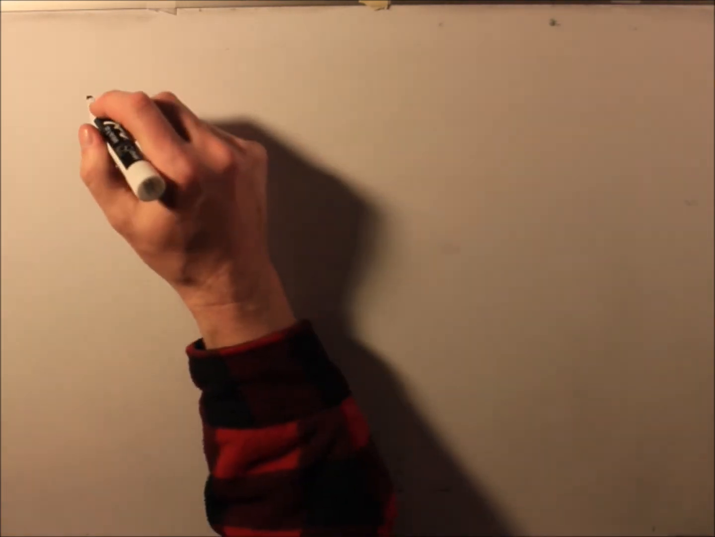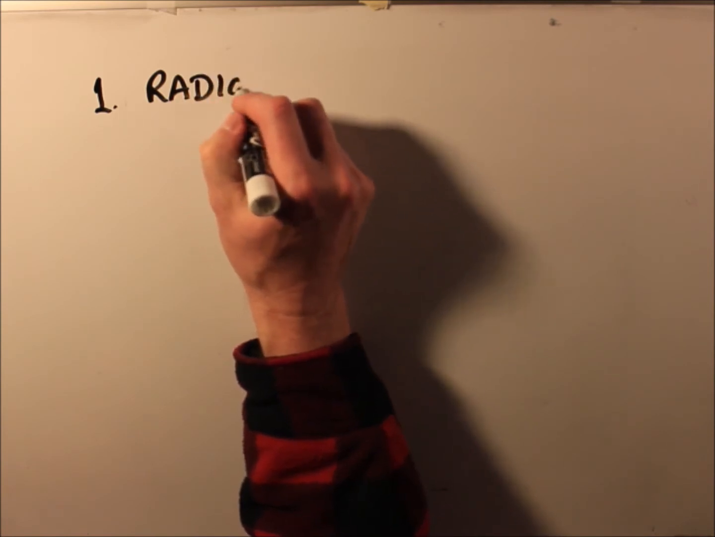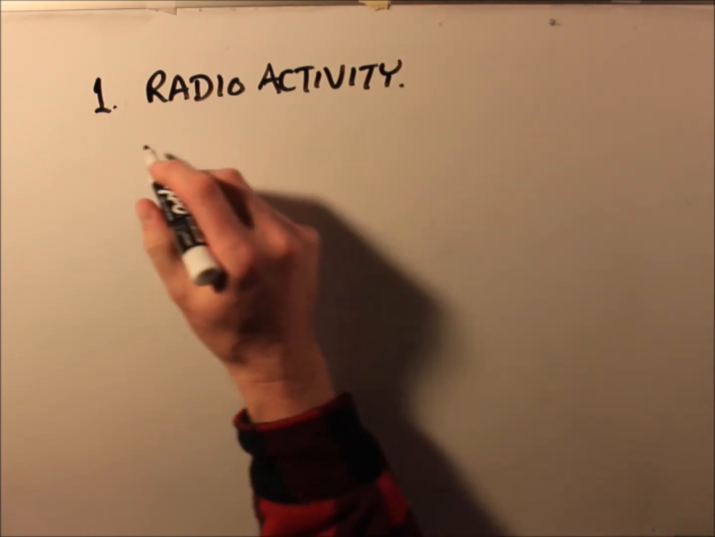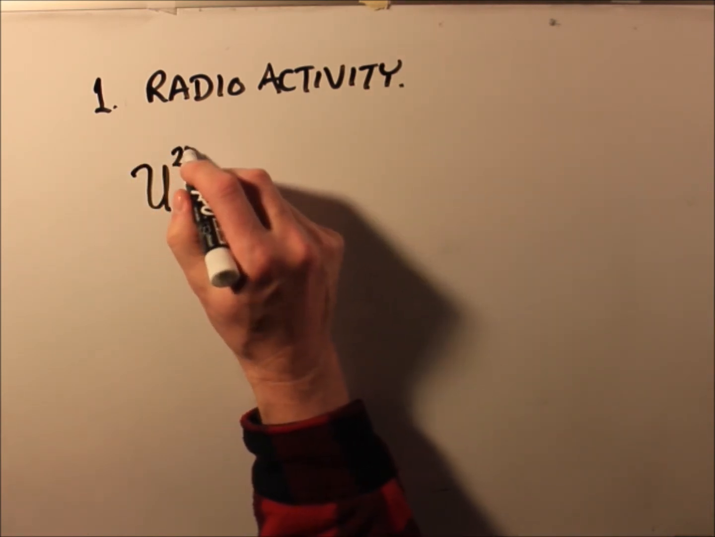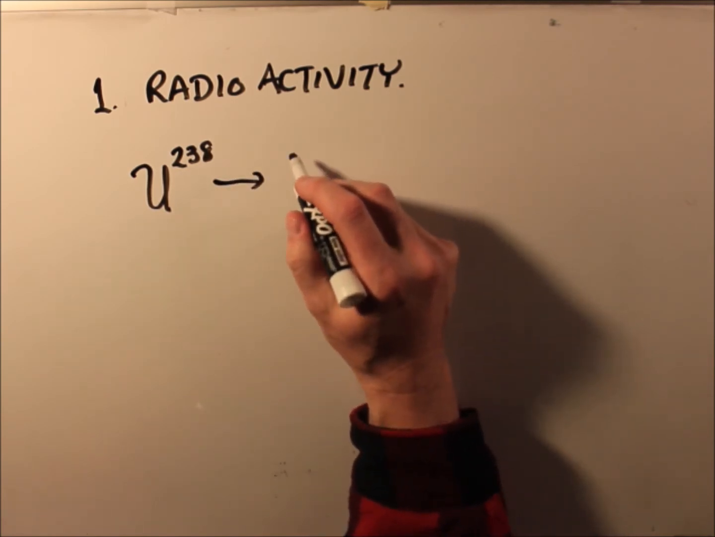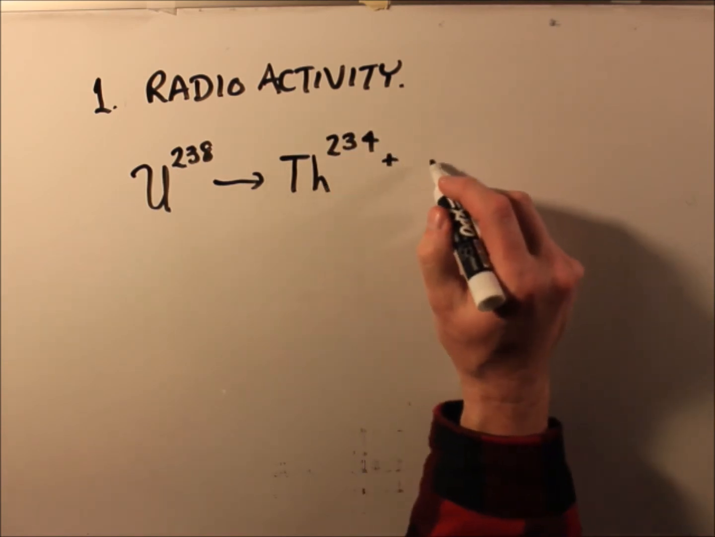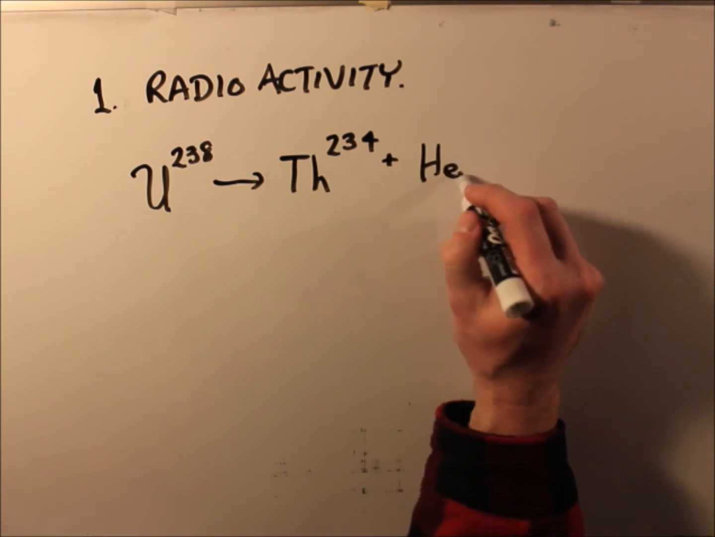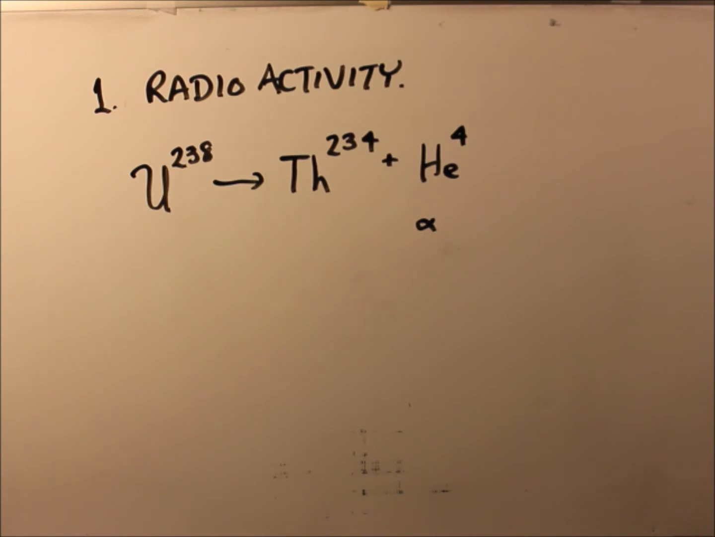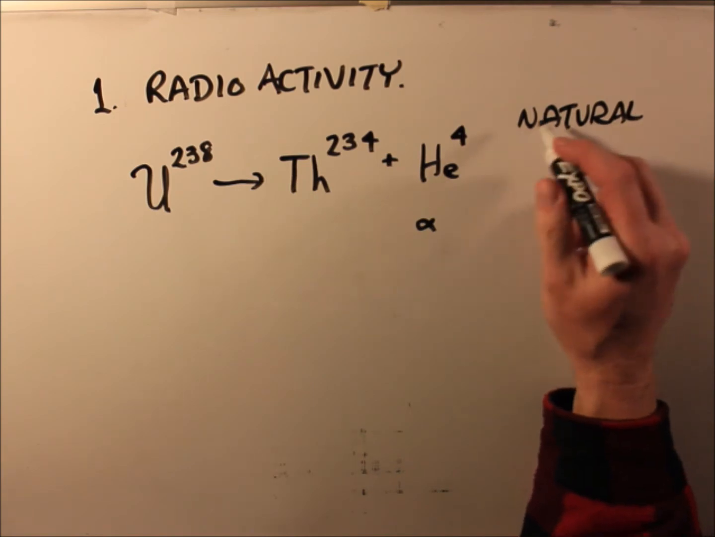So the first one is radioactivity. So we have uranium-238, which will on its own react to form thorium-234 plus an alpha particle. This is a natural phenomenon.